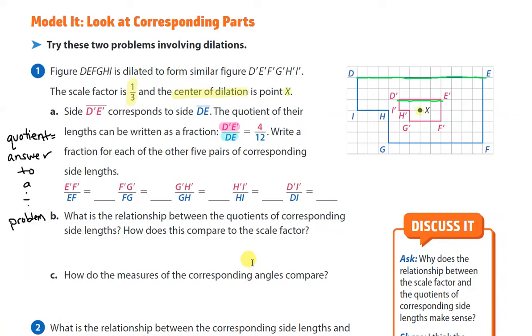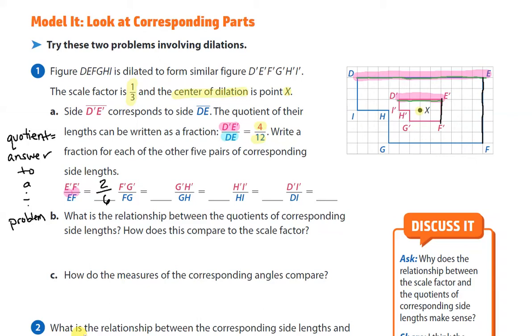Looking at the lengths here, it is 4 and 12, so they've put 4 over 12. Write a fraction for each of the other 5 pairs of corresponding side lengths. Let's do some counting. E prime F prime is 1, 2, and then EF is 1, 2, 3, 4, 5, 6. 2 over 6.